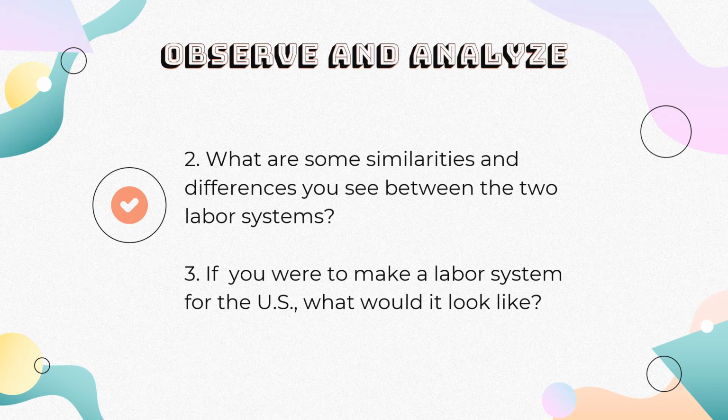So I put those 2 pyramids on your worksheet. I understand that the second one can be a little difficult to read. So if you need to pause and go back to look at it on the PowerPoint, like in the video, you can, but I want you to answer questions 2 and 3. So what are some similarities and some differences you see between those 2 systems? When you're done with that, when you've looked at those pyramids and answered number 2, then we'll move on to number 3. And if you were to make a labor system for the United States, what would it look like?